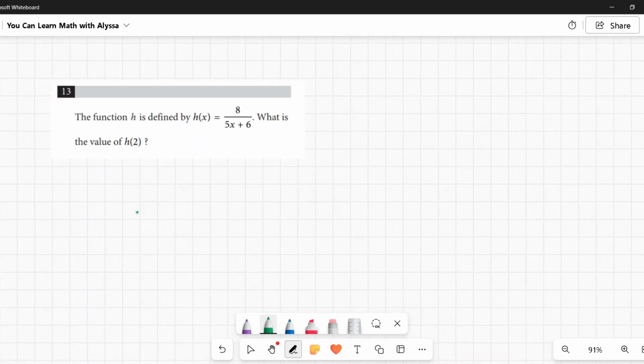Number 13. The function h is defined by h of x equals 8 over 5x plus 6. What is the value of h of 2? This section has had, this is like the third question that's had evaluating functions as part of it. Okay, they ran an evaluating functions kind of mood.